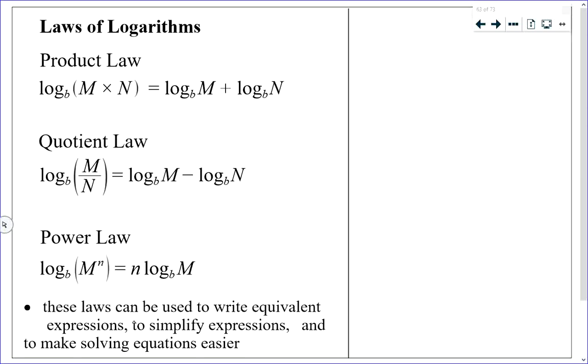We use them to rewrite equivalent expressions. We use them to simplify expressions sometimes. Sometimes we use them to make solving equations easier, whether they are exponential or logarithmic.